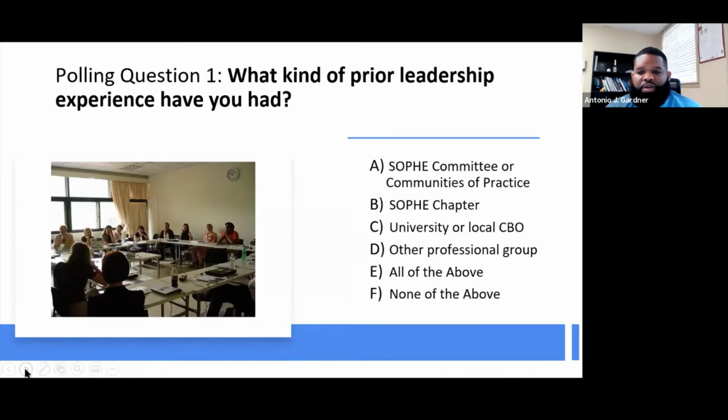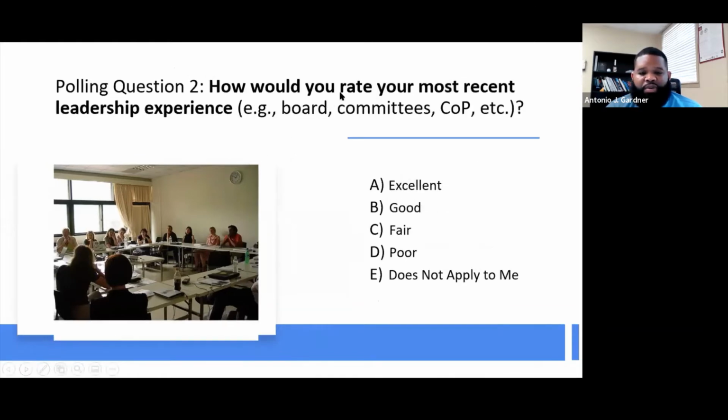And what we'll do is transition to the next poll. And the question is, Antoinette, are you ready? How would you rate your most recent leadership experience? So was it poor, fair, good, excellent, or did it just not apply to you?